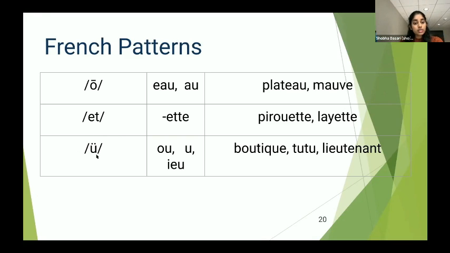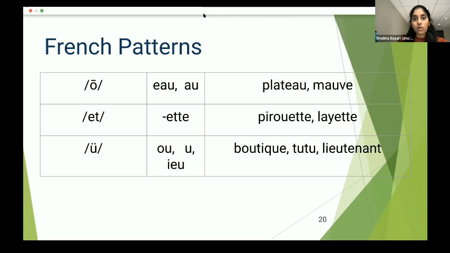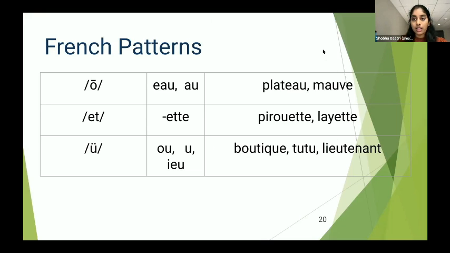The U sound can be spelled OU, U, or IEU. And so this also kind of depends on context, but, for example, boutique is spelled BOUTIQUE, tutu is TUTU, and then lieutenant is LIEUTENANT. And so there are a couple of different ways that you can spell that U sound in French, and it really depends on the word and the context and everything like that as well.